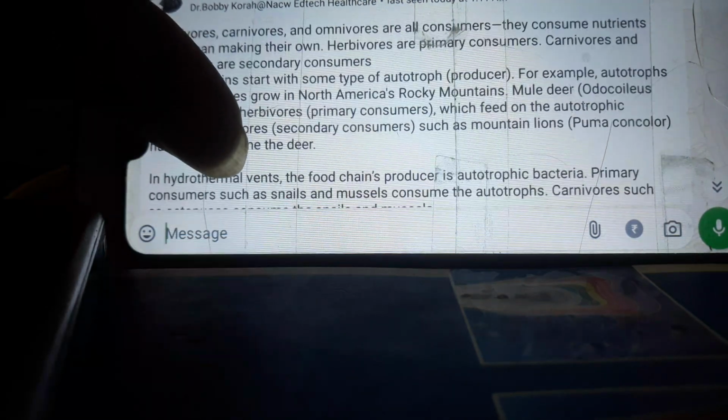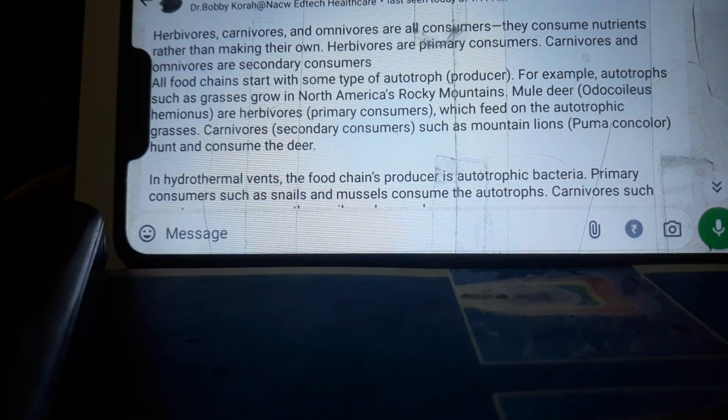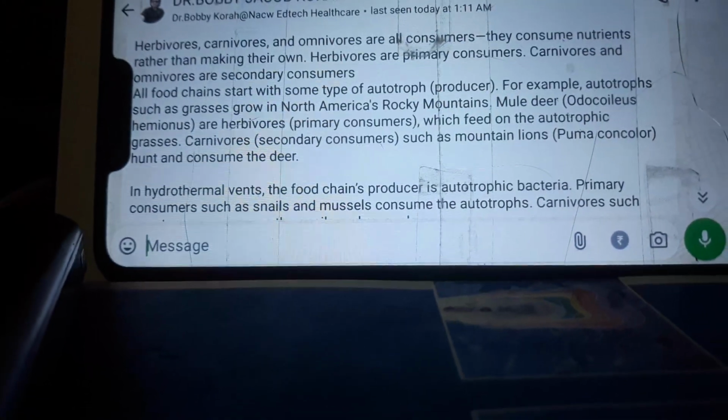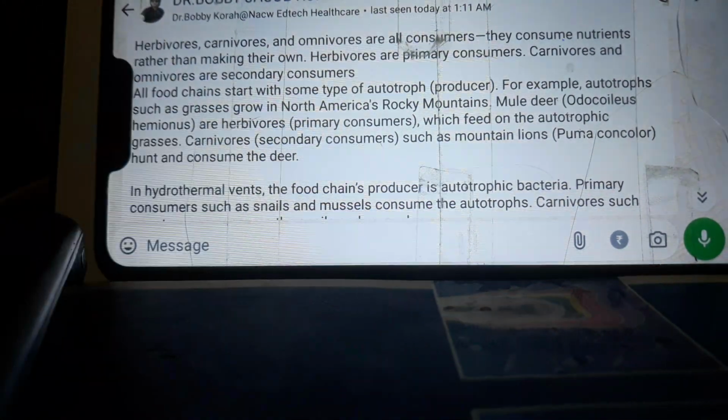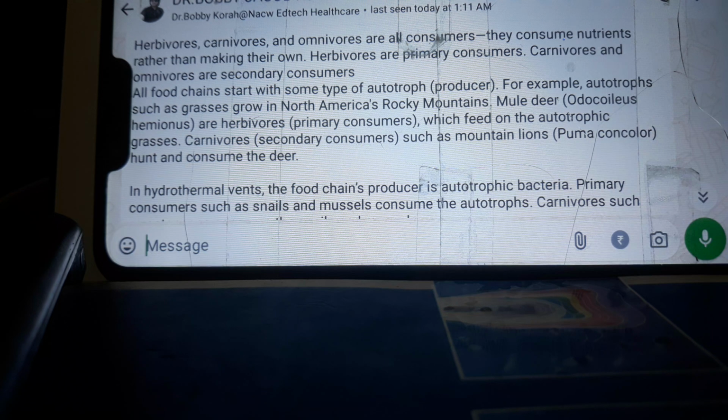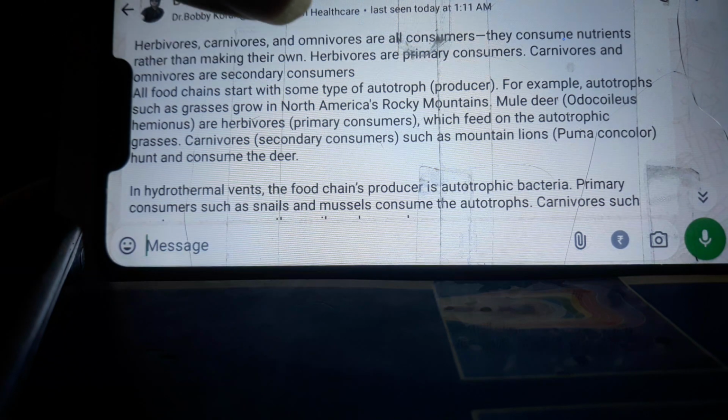third trophic level. Now the herbivores, carnivores, and omnivores are all consumers. They consume nutrients rather than making their own. Herbivores are primary consumers. For example, autotrophs such as grasses grow in the Rocky Mountains of North America. Mule deer, Odocoileus hemionus, are herbivores, primary consumers, which feed on the autotrophic grasses. Carnivores, secondary consumers such as mountain lions, Puma concolor, hunt and consume the deer.